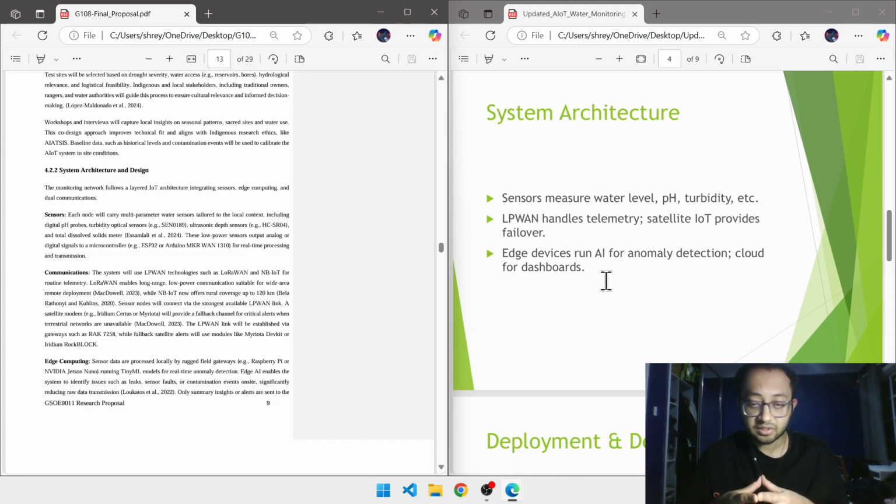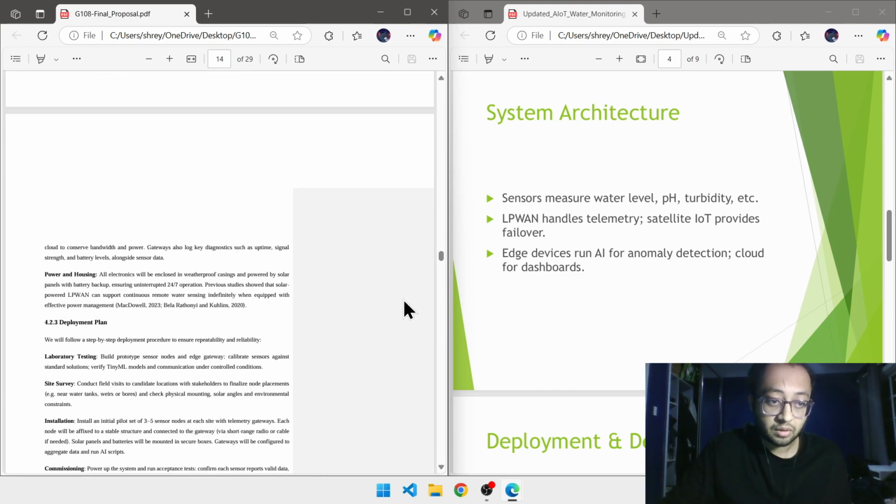This precise data is then sent to the remote servers for further processing using LPWAN, which handles the telemetry, and satellite IoT that provides failover. Furthermore, the edge devices run AI for anomaly detection. If there are any irregularities, classification and regression based models run to provide deep insights that even manual inspections can sometimes miss. All this data, predictions, and classifications are then sent to the stakeholders via cloud servers, wherein they can see the data and the outputs on dashboards.